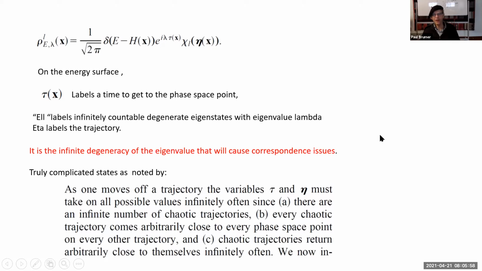So you want to see how complicated this is. First, note that the infinite degeneracy of the eigenvalue causes a lot of correspondence problems. And second, these are truly complicated states. I quote here from the paper that we wrote: as one moves off a trajectory, the variables tau and eta must take on all possible values infinitely often, since A, there are an infinite number of chaotic trajectories, B, every chaotic trajectory comes arbitrarily close to every phase space point on every other trajectory, and chaotic trajectories return arbitrarily close to the original starting point. So these are a mess.